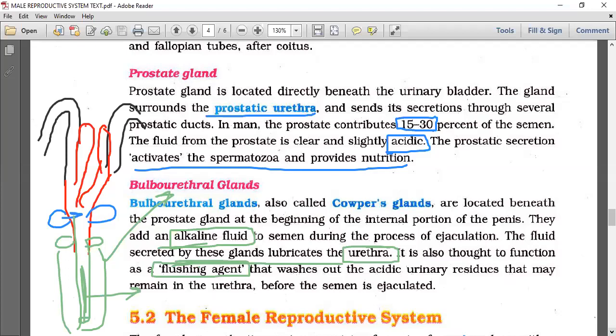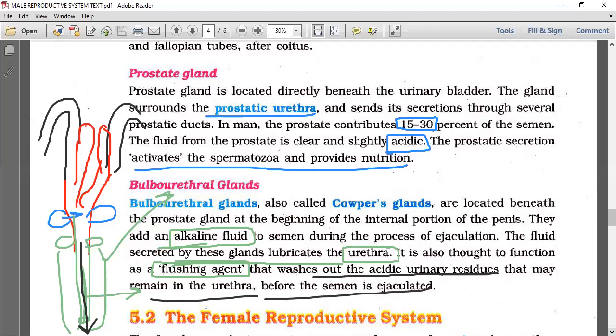Through here only the urine is passing out. The passage of the urine is also the same tract. So that washes out the acidic urinary residues that may remain in the urethra before the semen is ejaculated.